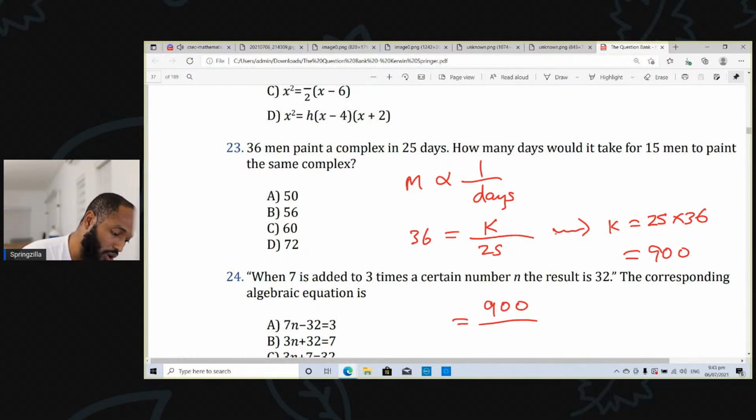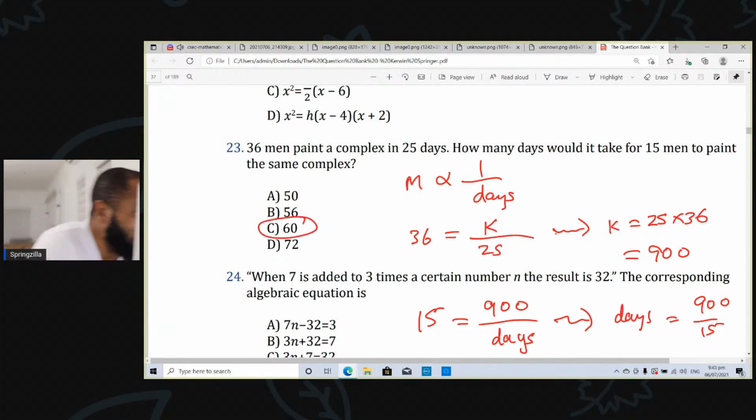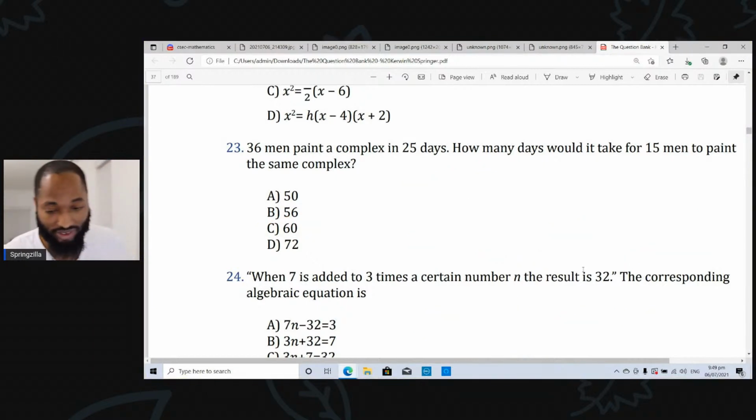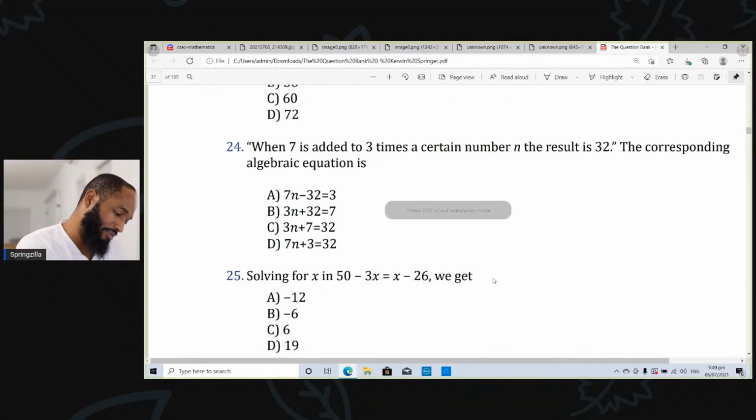This is 900. Yeah. We're cooking now. So 900 is going to be 15, and you want to find the number of days. So the days is equal to, when you rearrange this, 900 over 15. 900 over 15 is how much? 900 over 30 is 30, so 900 over 15 is 60. So the answer is C. All those who have been saying C for a long time, I was like, when is this man going to get to C?